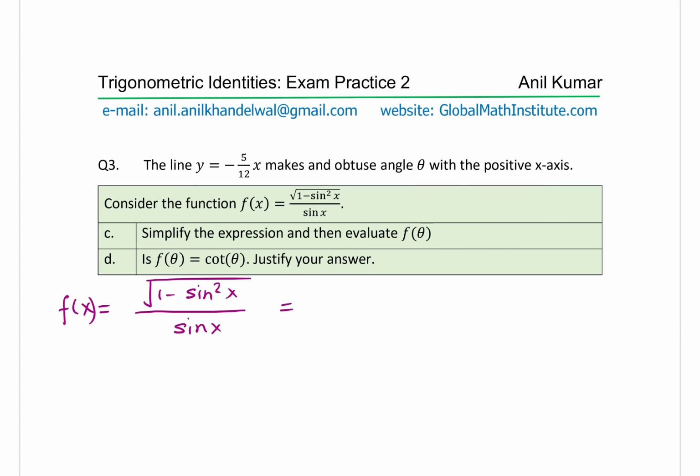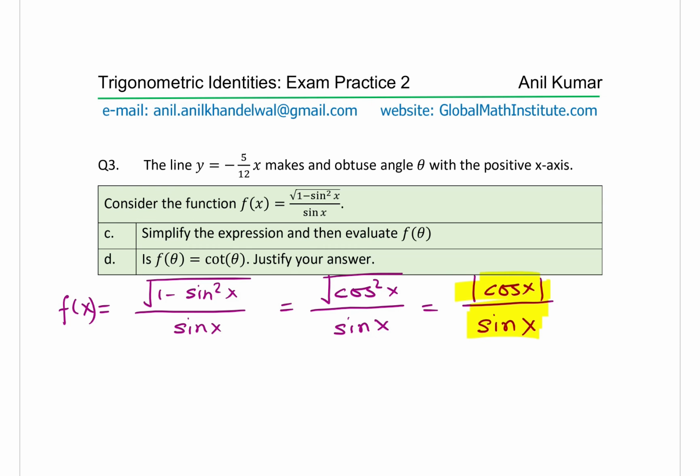Now what is 1 minus sine square x? It is cos square x, correct? Over sine x. What is square root of cos square x? Most of you may write just cos x. That will be wrong. Since square root is always positive, therefore we'll have to take this as an absolute function. You get the idea? So f of x is actually equal to absolute value of cos x over sine x. Perfect.